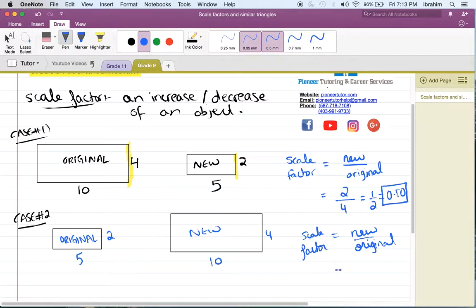In this case, I'll actually use the horizontal ones. So I'm going to use this one here and then this one here. My new horizontal length is 10 and my original one is 5. So when I do 10 divided by 5, I end up with 2. In this case, my scale factor is equal to 2.